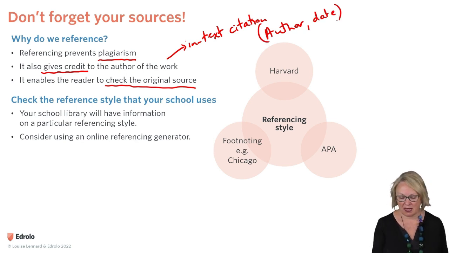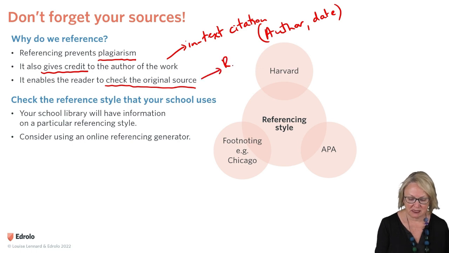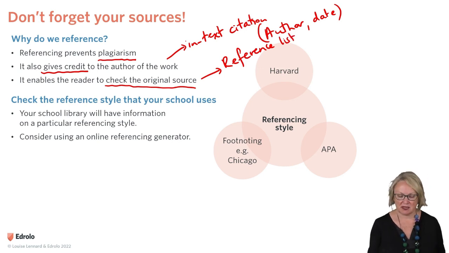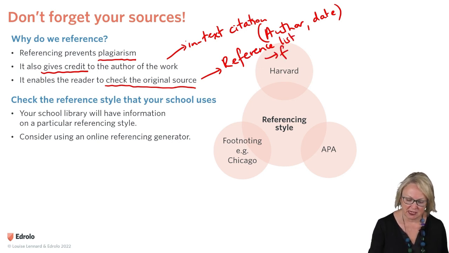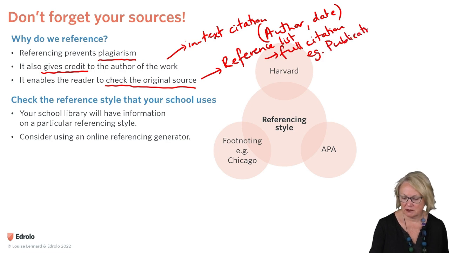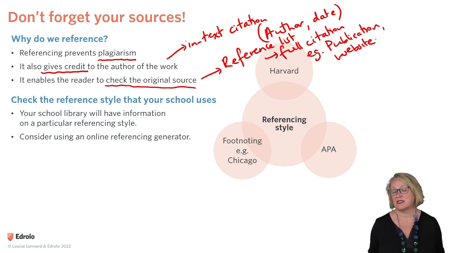And then in the reference list is a longer citation list, a full citation it's called. And it might give example, the publication, a website, and some further details so that you could do an internet search and actually find that original source of information.